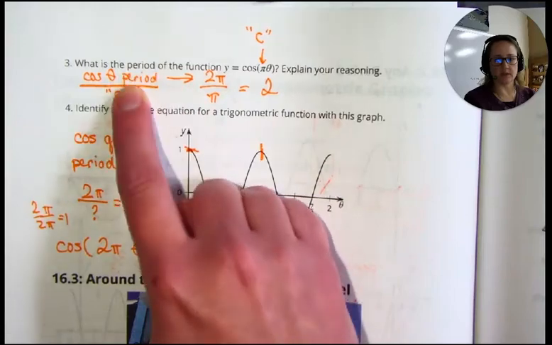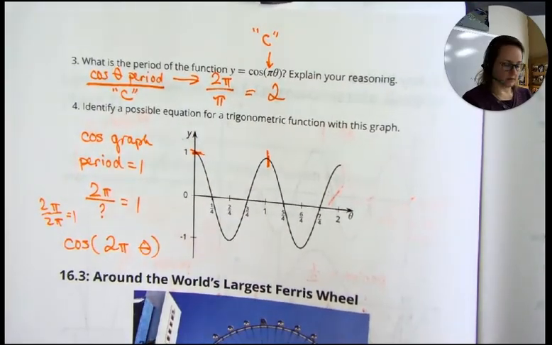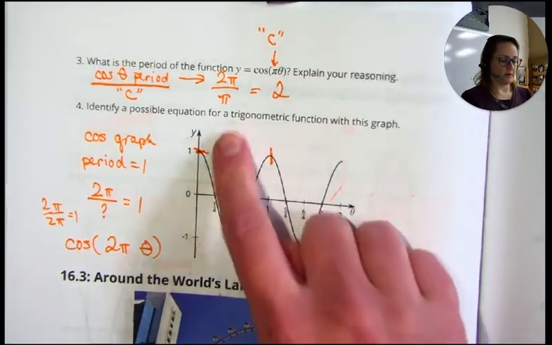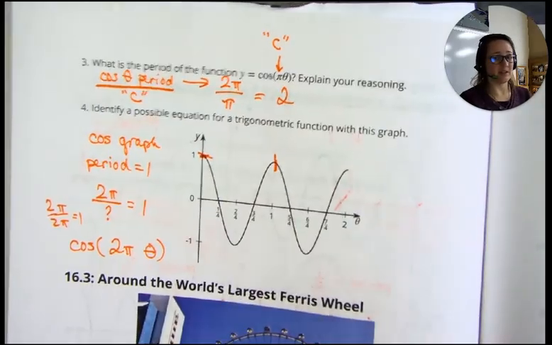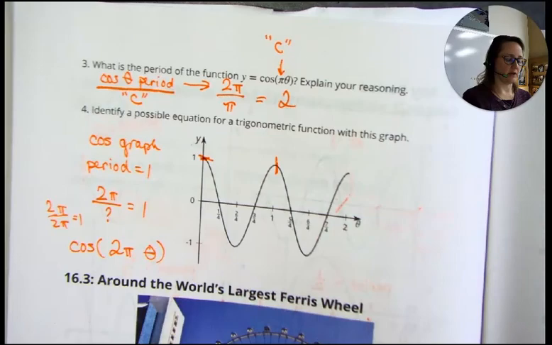So I'm using the same idea up here. Take our known cosine theta period, divide it by the c, the coefficient in front of the x or the theta, and now I can find the period.